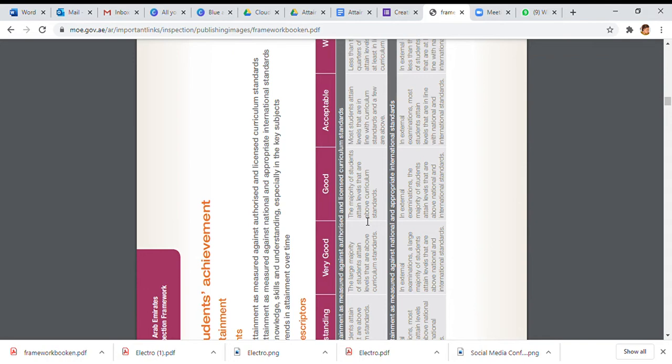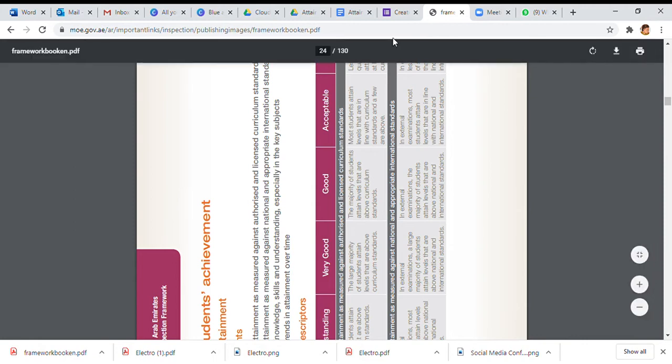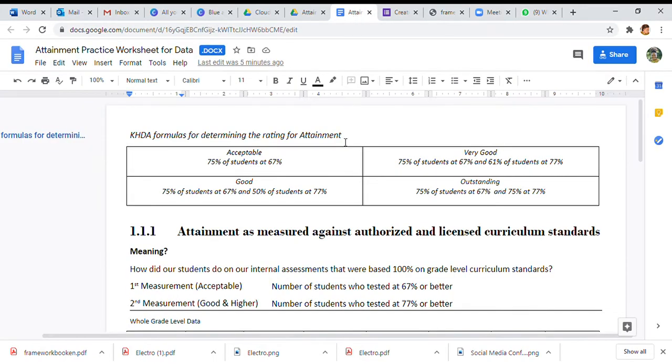table level. Well, this is important, but let me go to the worksheet to explain to you what that really means. So this is a worksheet that I've created for my team on how to do attainment so we can get the numbers and make sure everything's okay. Here is the KHDA formulas as of 2020 of determining the rating for attainment. Acceptable means 75% of the students passed at a 67%. I'm coming back to this.